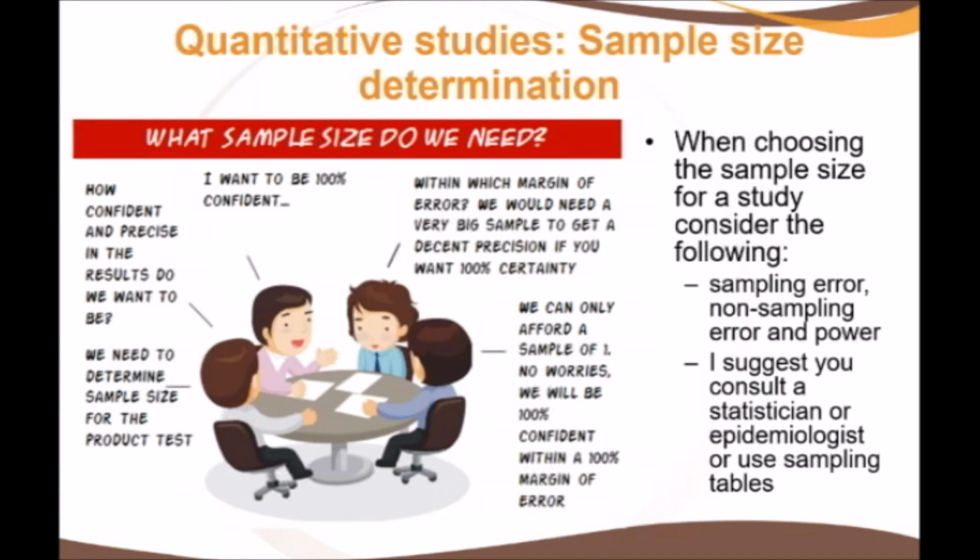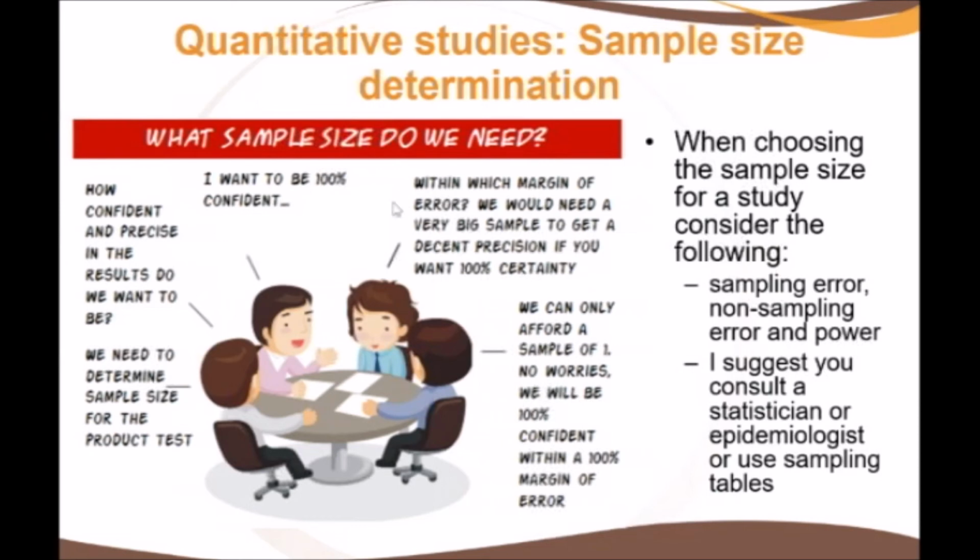There's an interesting discussion in that image there. If you look at the bottom here, this guy is asking, we need to determine the sample size for the product test. So the question is, how confident and precise do you want the results to be? That's an important question to ask yourself. If I say that men are more likely to vaccinate their dogs compared to females, how confident am I? So this one says, I want to be 100% confident. Normally we use 95% confidence.